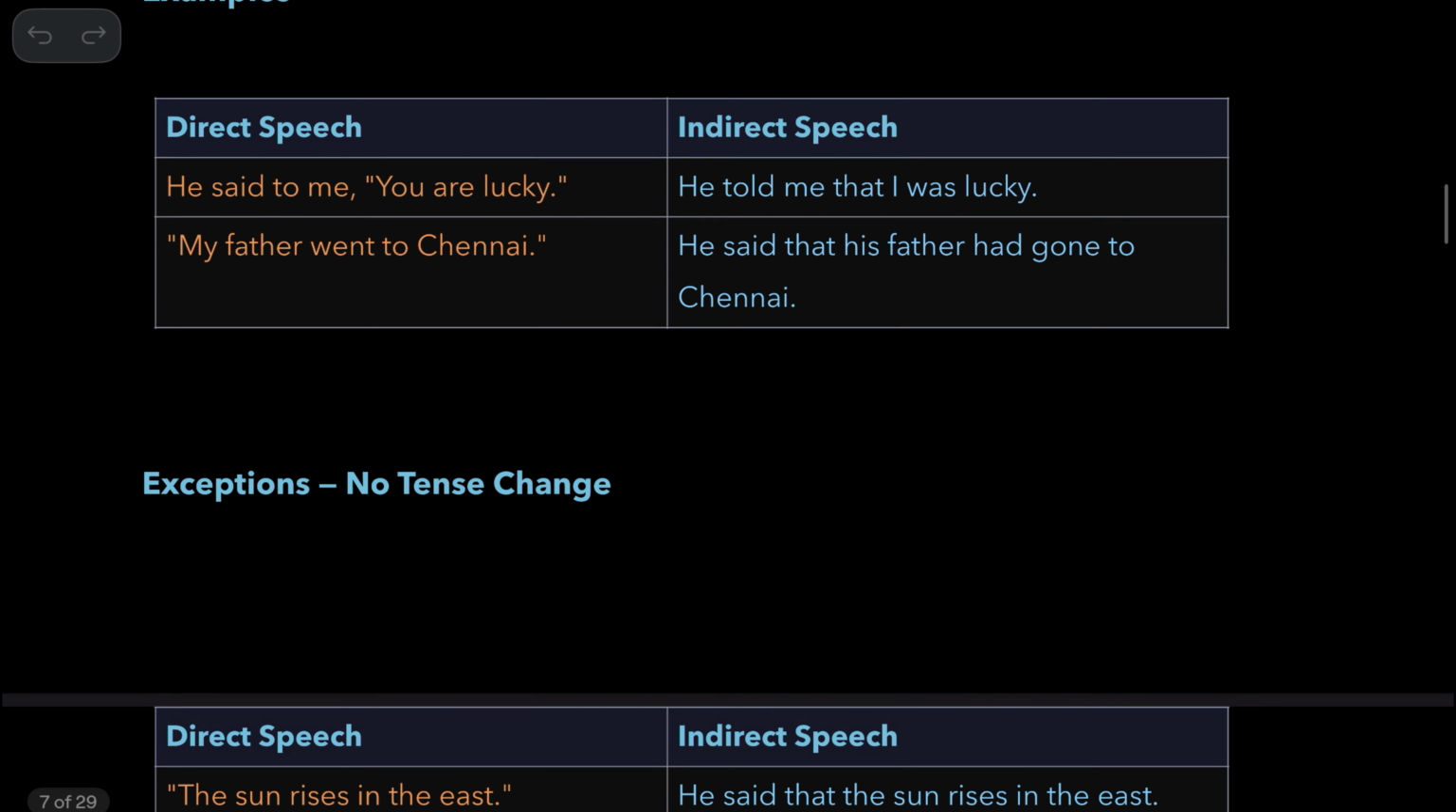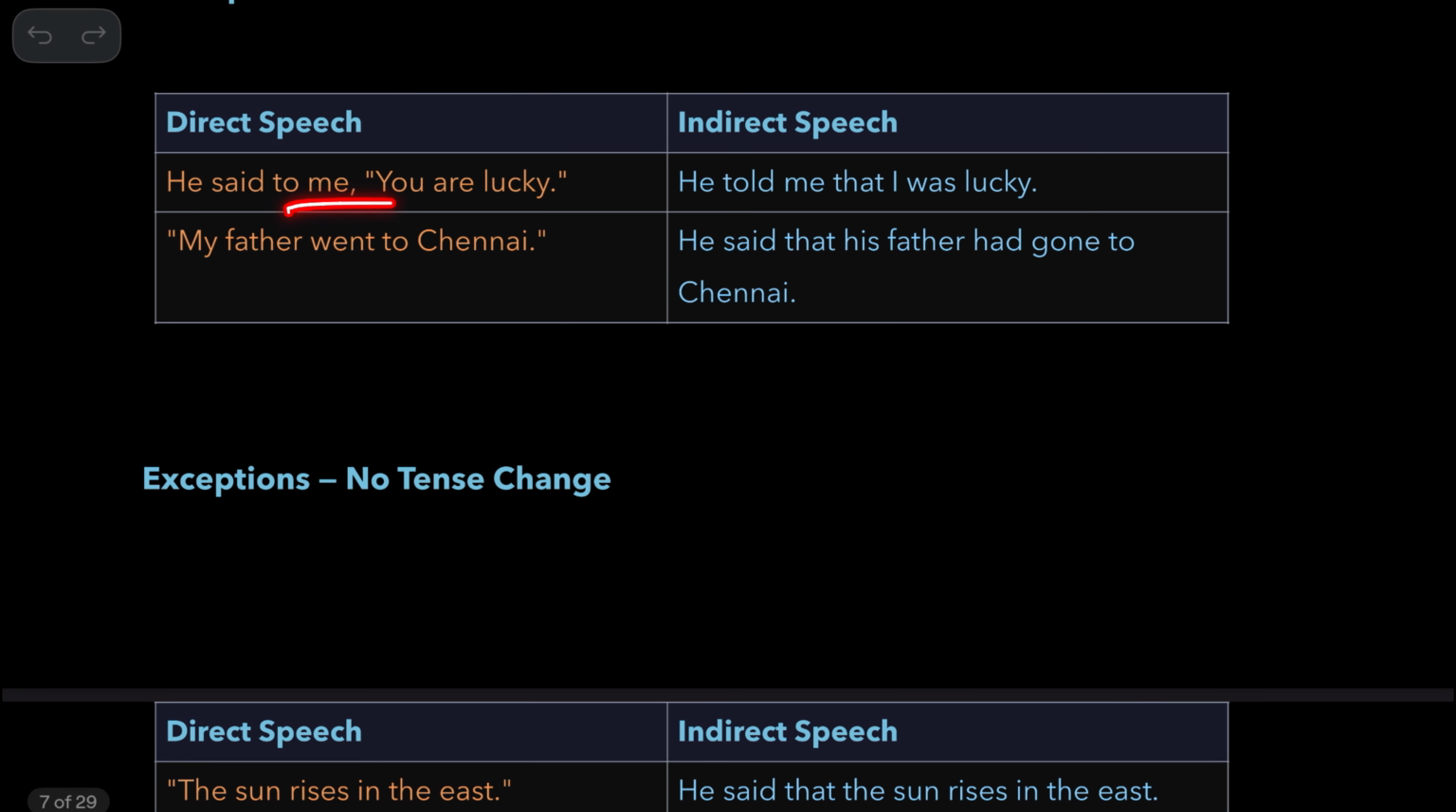Now, let us take a look at some examples. He said to me, you are lucky. He told me that I was lucky. Let us analyze what changes have been made here. See here, said to changes to told. Okay. Then the comma is dropped, no comma. Then here the word that is inserted because it's a statement. You need this word. Then after that, the quotation marks are dropped. Okay. And then the next thing is the pronoun. The pronoun is changed. Then the tense is also changed.